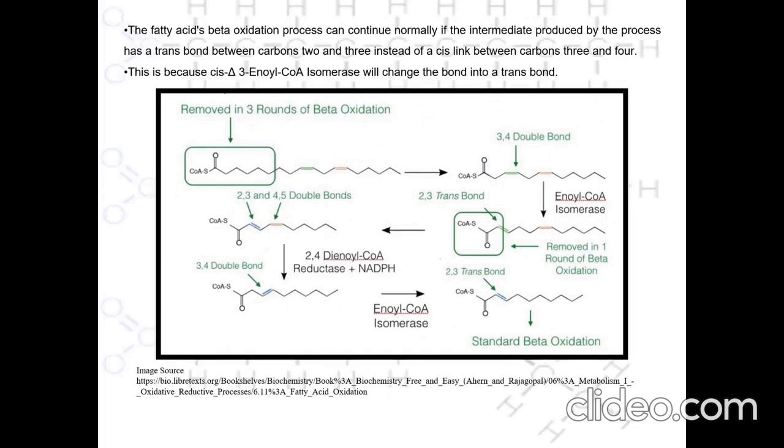The fatty acids beta oxidation process can continue normally if the intermediate produced by the process has a trans bond between carbons 2 and 3 instead of a cis link between carbons 3 and 4. This is because delta 3 enoyl CoA isomerase will change the bond into a trans bond.